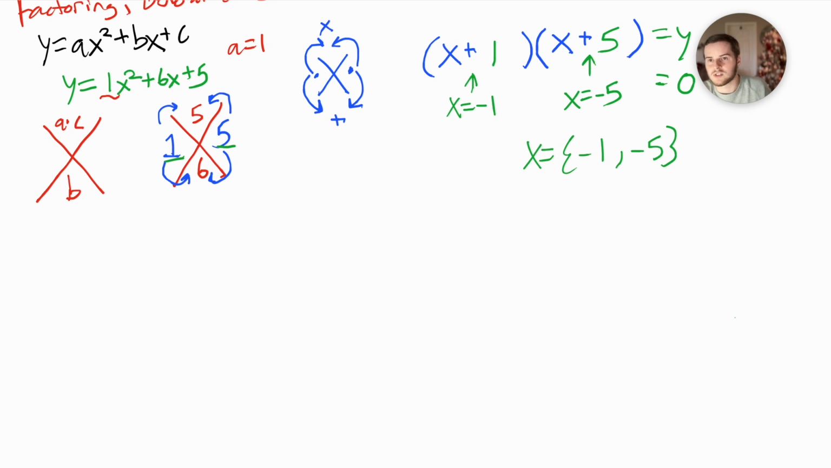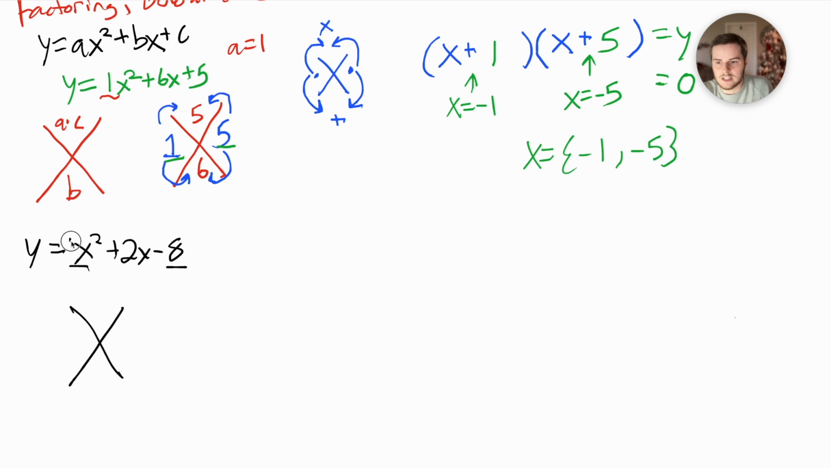Okay, so that was kind of the basic example. And for this next example, we're going to look at another one of the simple ones just for practice. x squared plus 2x minus 8. We're going to draw out our x right here. The top value is a times c. We know that a in this case would be 1, it's just not written in there. And that c is negative 8.